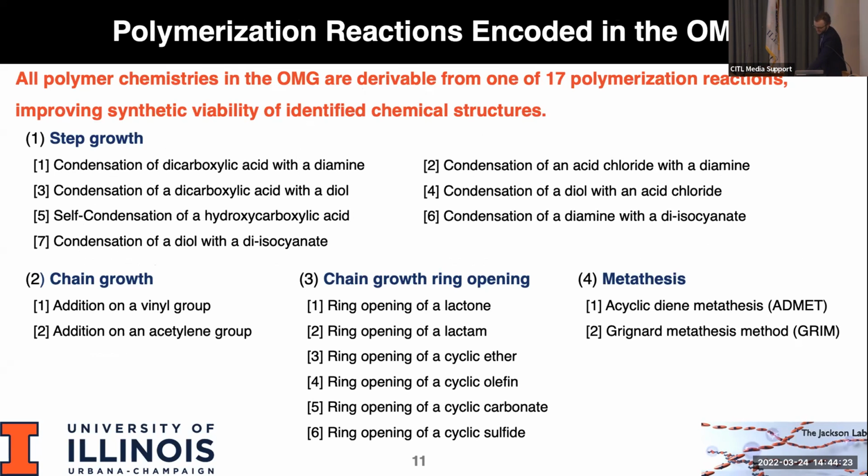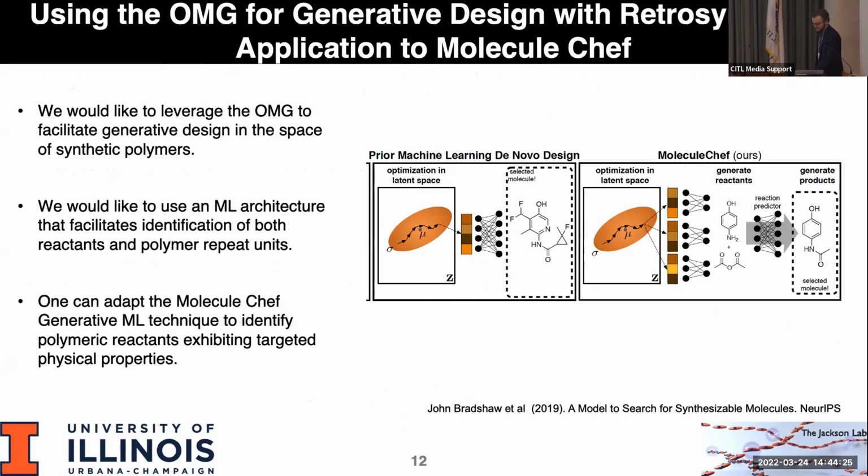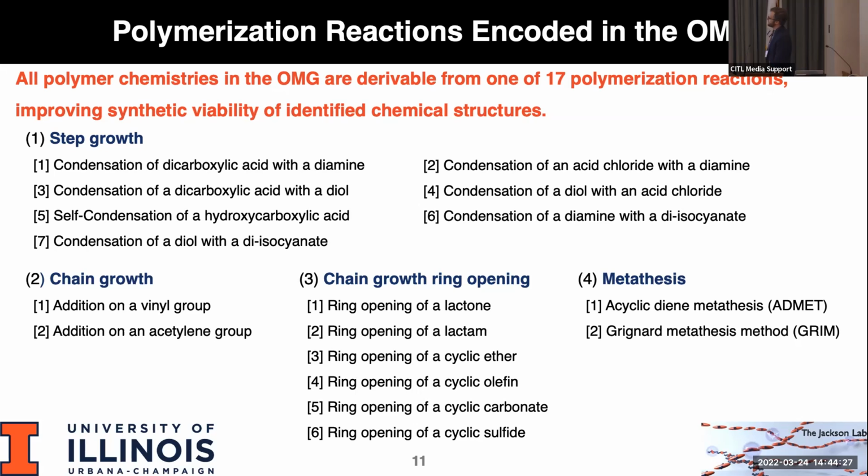And so we have all of these reactions coded up in our database. So we have the Open Macromolecular Genome, which is on the order of millions or billions of chemistries and their reactants. We have written codes that will do automatic polymerization reactions of any combinations of the associated reactants corresponding to these 17 reactions. And so now the question is, we have this enormous data set of reactants and this enormous data set of polymers that can be made out of them. What can we do with it that would be useful to anybody?